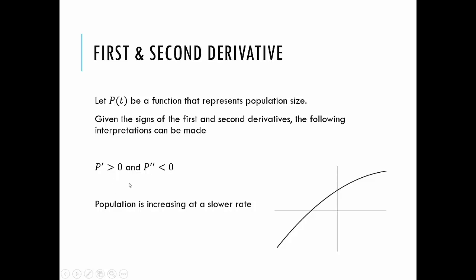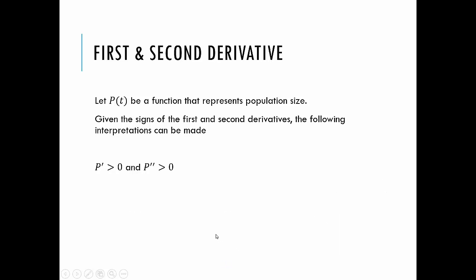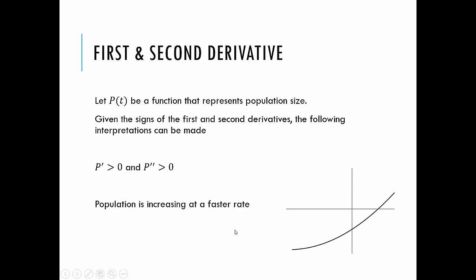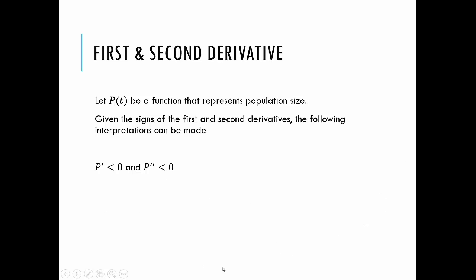Well, if the first derivative is positive, we're increasing. The second derivative is negative, so it's starting to turn concave down, so the population is increasing, but at a slower rate. If both the first and second derivatives were positive, then we would have increasing, but now it's starting to increase at a faster rate because we said when the second derivative is positive, it's concave up.